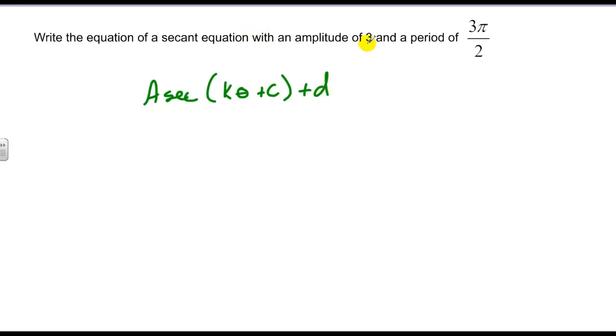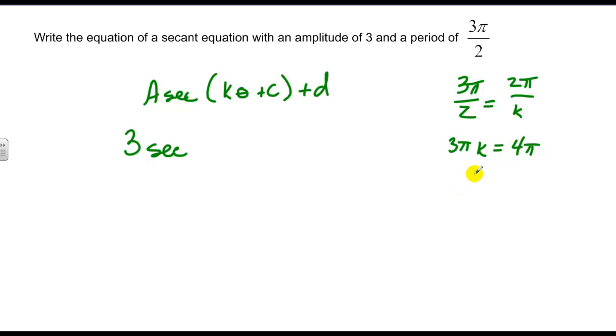So this says we have an amplitude of 3, so this can go right here. Secant, and we know that our period is 3 pi over 2. So 3 pi over 2 is equal to 2 pi over k. If I want to find k, I take 3 pi k, set that equal to 4 pi, thus k is equal to 4/3. So this is 4/3 theta. And we don't know what this C and D does yet, so we're just going to leave the problem like this.